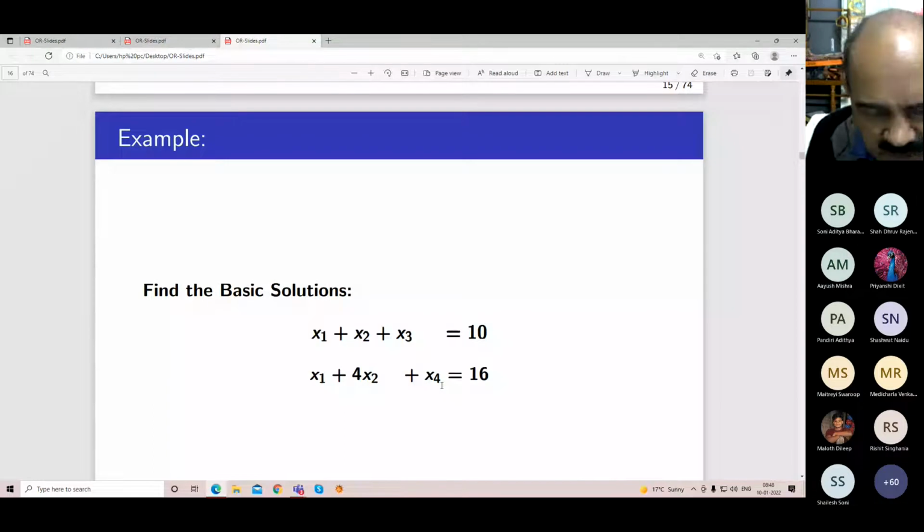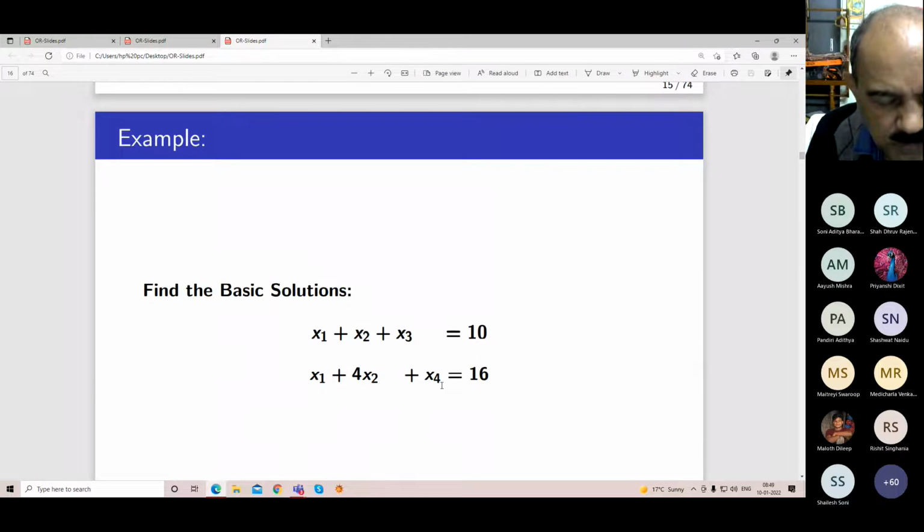Now if you calculate the rank of the coefficient matrix, what should be the rank of the coefficient matrix here? 2. And the rank of the augmented matrix? Also 2. Rank of the coefficient matrix 2, rank of the augmented matrix 2. So this system has a solution, and the solution is infinite. It cannot be finite. The system is consistent.